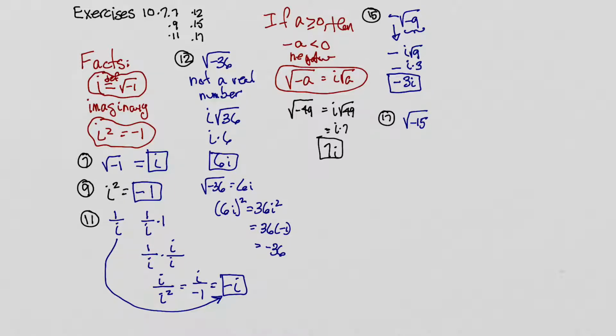So we can use that same fact over here. We've got the square root of a negative number. Let's take the i out, square root of 15. But 15, we can't do anything with 15: 5 and 3, 15 and 1, we can't simplify that. So for the square root of -15, the best we can do is just write this as i square root of 15.